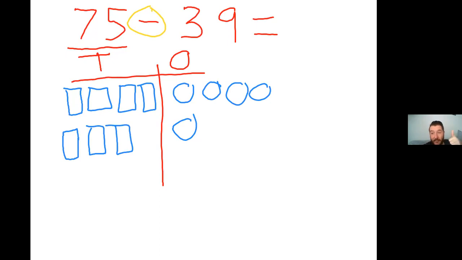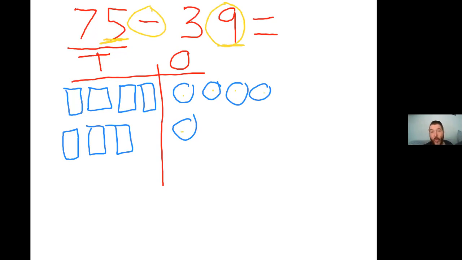Is this an easy subtraction or a hard one? Well, I look at my 1s in 75 and I look at my 1s in 39. If the number of 1s that we're taking away is bigger than the number of 1s that we have, then it's a hard one. Now I can't take away 9 from the 5 I've got down here, can I? So it's a hard one.